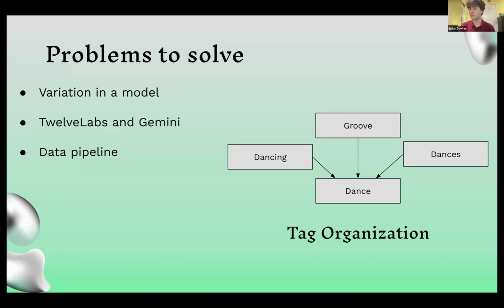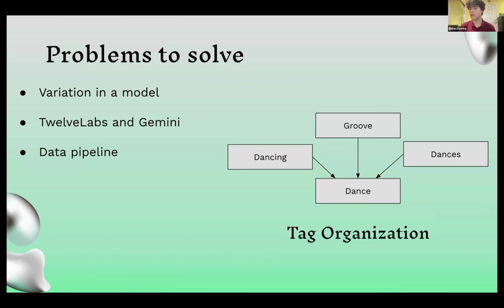The issue that arises is that there's always going to be a small variation in a model when you provide it with separate videos. You may have cases where you get syntactically similar categories like dance and dancing, or you may get similar tags that don't mean the same thing, or that do mean the same thing but don't look the same, like dancing and grooving. Another issue arises in the fact that we're using two different models.